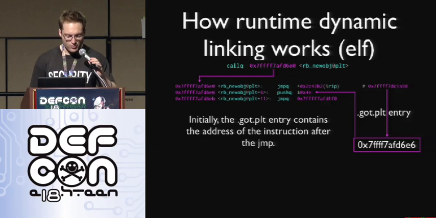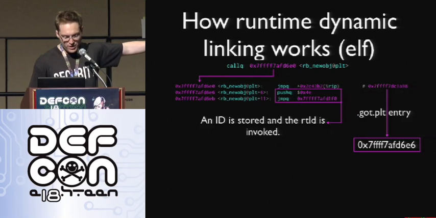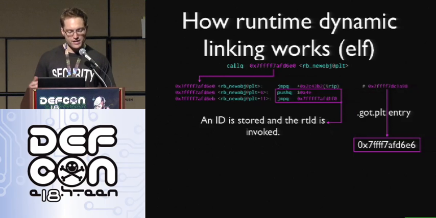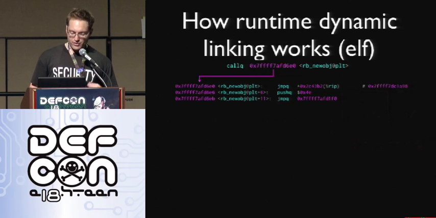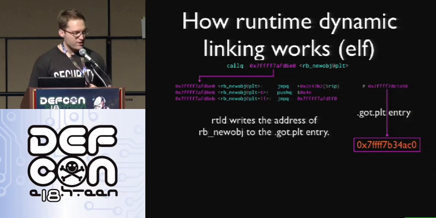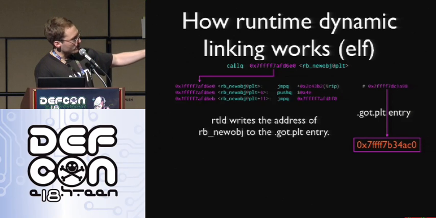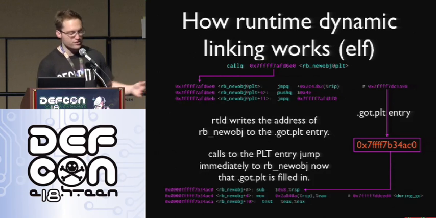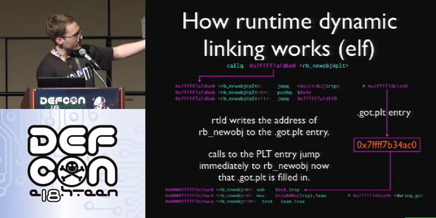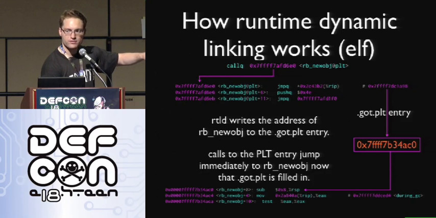The reason is that after you execute that jump and land on that push instruction, you execute the push, which puts an ID on the stack, and then it invokes the runtime dynamic linker. The runtime dynamic linker goes and finds the function you wanted to call using the ID that was pushed. It then goes back to the table and fills in the address of the function. That way, subsequent calls to the same function will land you in that function directly instead of landing you back at that push instruction. Did that make sense? Is everybody cool with that?